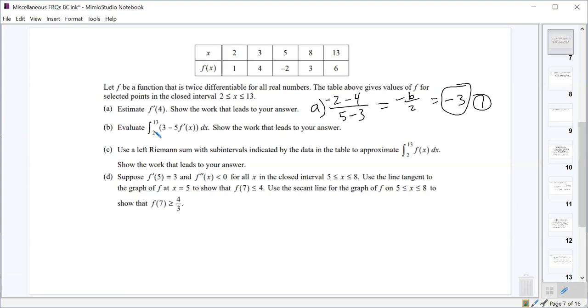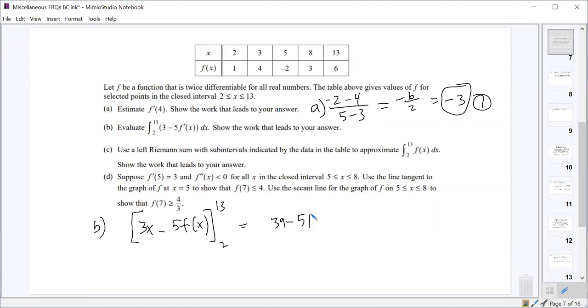Part B, we're going to integrate from 2 to 13 of 3 minus 5f prime of x. So for part B, what's the integral of 3 minus 5f prime of x? Well, it's 3x minus 5 f of x, right? Integral of f prime is f, 5 is a constant multiplied by it, and then the 3 turns into 3x, from 2 to 13. Everybody good with that?